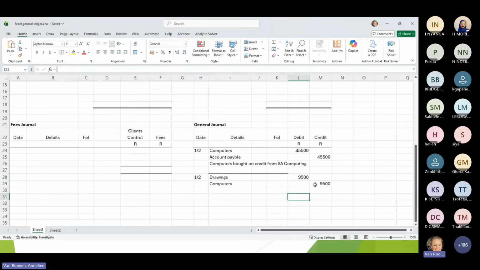And what type? Give me an example for a narrative. Anything. Don't look at your solution. Give me any narrative that you think can work. Drawings from partner. What drawings? A computer specifically. Computer taken by partner.